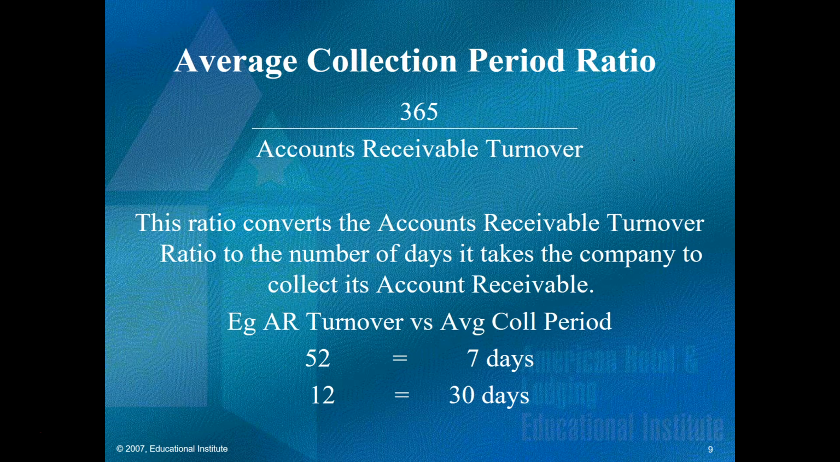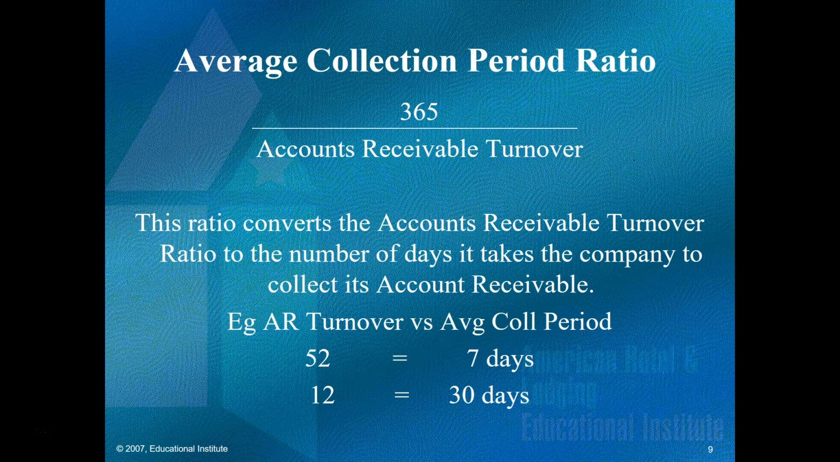So now we're looking at average collection periods. What we're doing is we're simply converting the accounts receivable turnover ratio of number of times per year to number of days. So again, think about what's happening here. Our accounts receivable turnover ratio was 12, okay? Then it would equate to approximately 30 days, right? If we had a turnover ratio of 52, we would be collecting every 7 days.